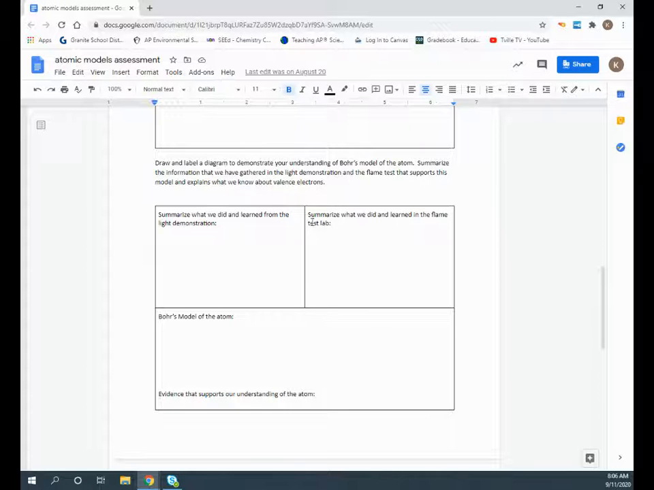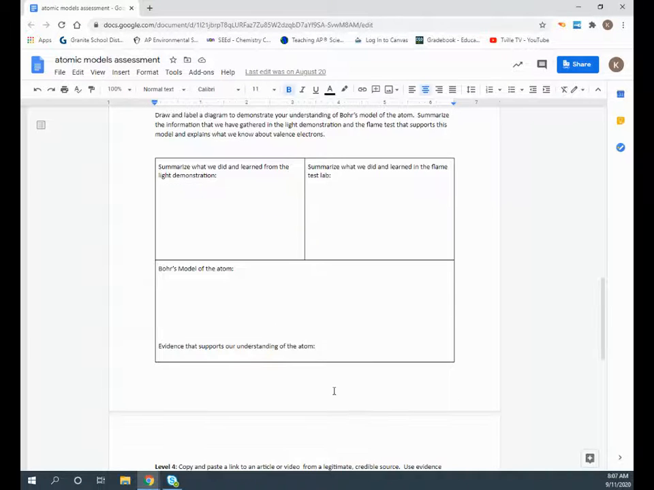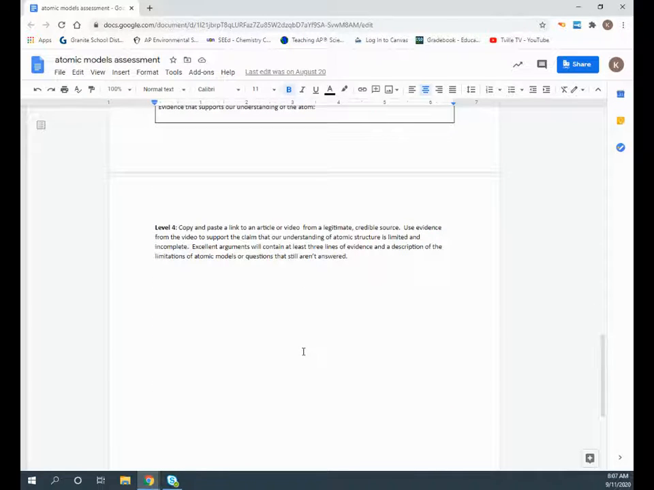In this space, you're just going to summarize what we learned with the emission spectrum light demo and the flame tests. And again, state how the evidence from these experiments from Bohr's model of the atom supports our understanding of the atom. In other words, what do we learn from these experiments? What do they teach us about atoms and electrons? For the level 4 tasks, the description is here. You are going to have to do some research. Either find some videos online or find an article that talks about questions that still aren't answered with atomic structure.